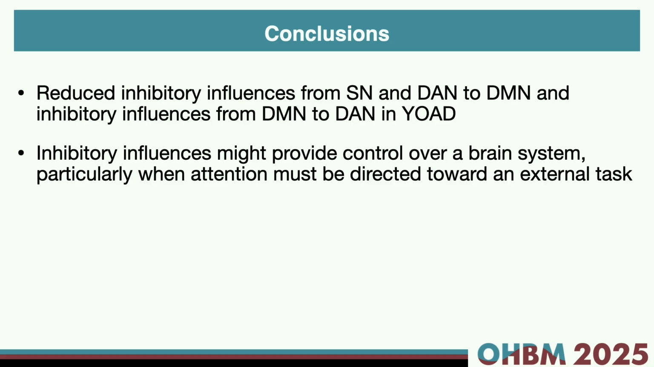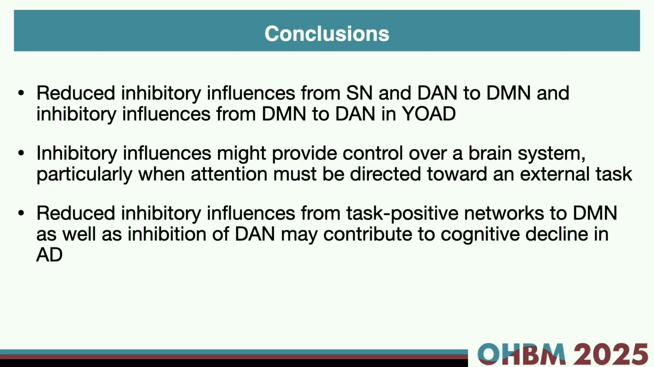These inhibitory influences might provide control over a brain system, particularly when attention must be allocated to external tasks. Therefore, maintaining the balance between task-positive and negative networks is crucial for cognitive functioning. And reduced inhibitory influences from task-positive networks to DMN, as well as the inhibitory influences to the dorsal attention network, might contribute to cognitive decline in Alzheimer's disease.